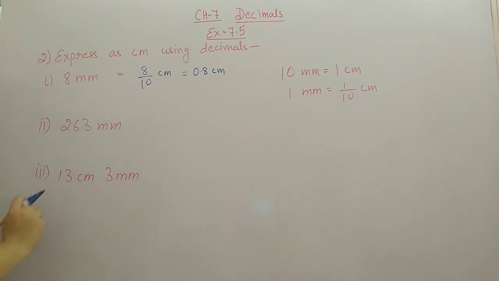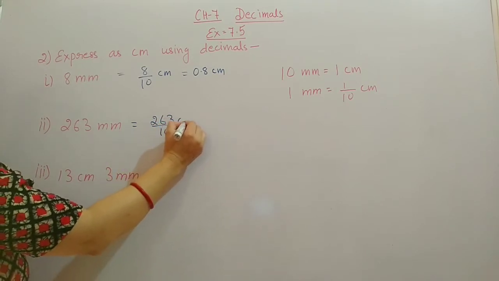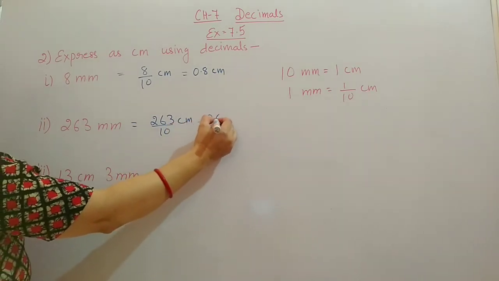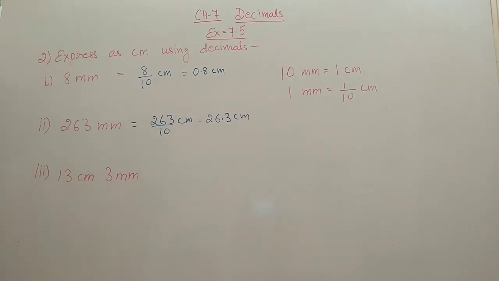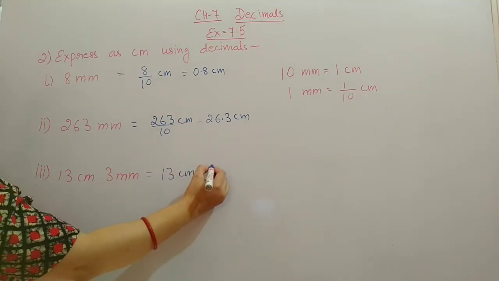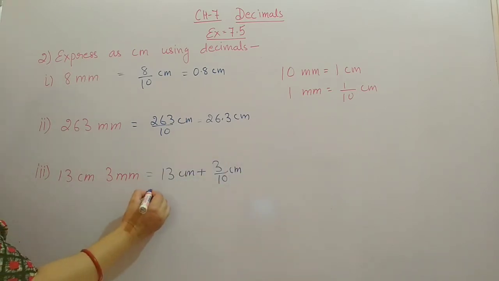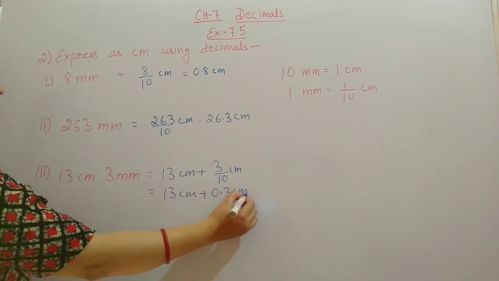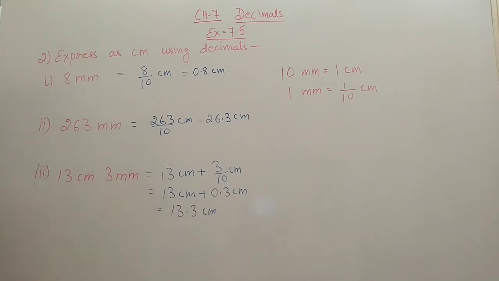Second one, 263 millimeter. Here also we will divide by 10, and then it will change into centimeter. Dividing by 10 means 1 decimal place. So it is 26.3 centimeter. Third one, 13 centimeter 3 millimeter. So 13 centimeter we will keep as it is, and this 3 millimeter to change into centimeter we will divide by 10. So 13 centimeter plus 0.3 centimeter, which after addition we will get 13.3 centimeter.